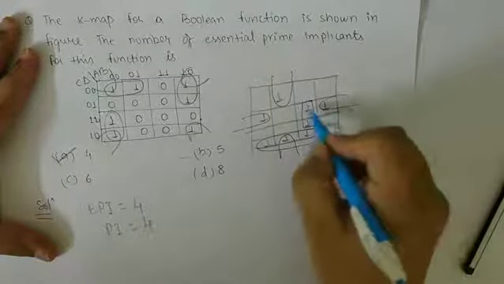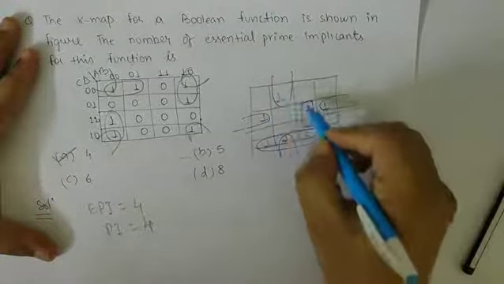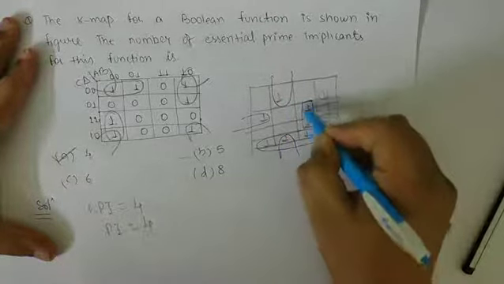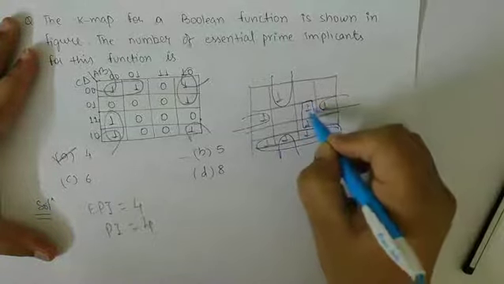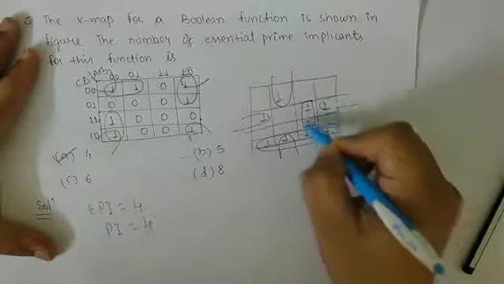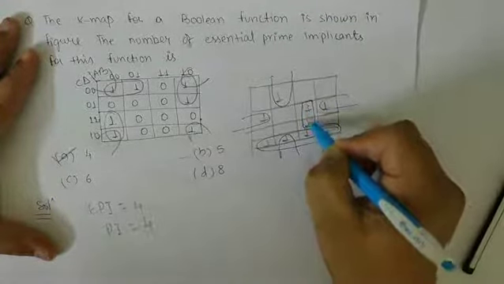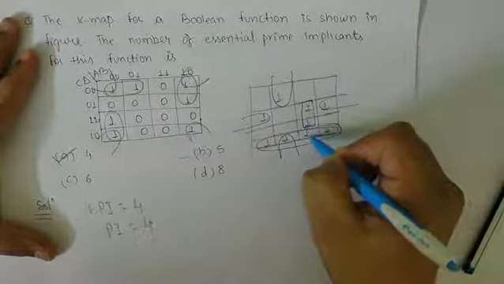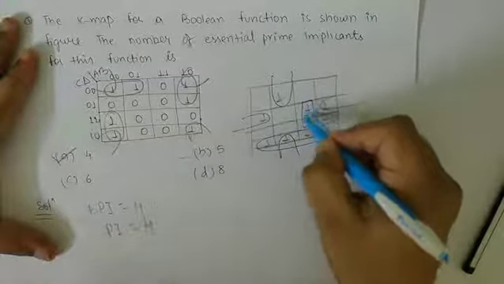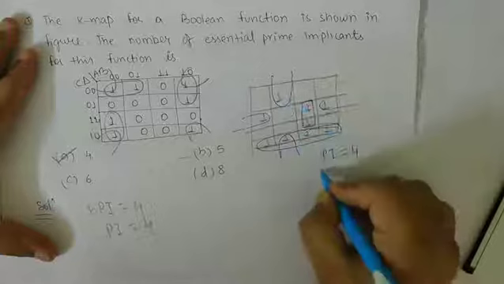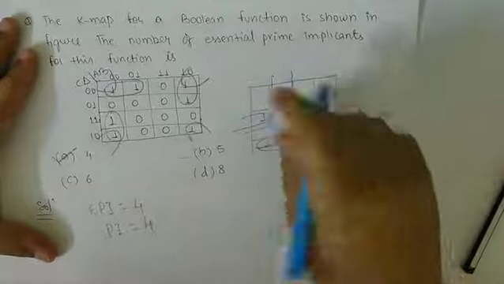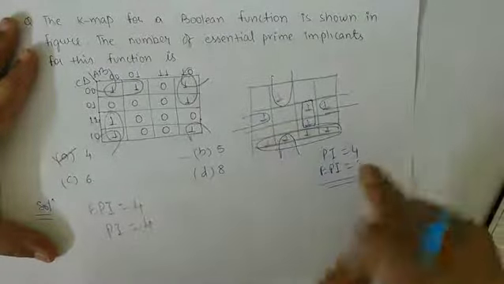Now see, all the remaining groupings are essential prime, but this grouping is not an essential prime because this one has another option. It can make grouping with this also, it can make grouping with this also. Similarly this one also has one more option, this can make grouping with this also. So therefore this grouping is not an essential prime implicant, and the remaining three are essential. So EPI is 3 here in this example. I hope you have understood the concept of PI and EPI.